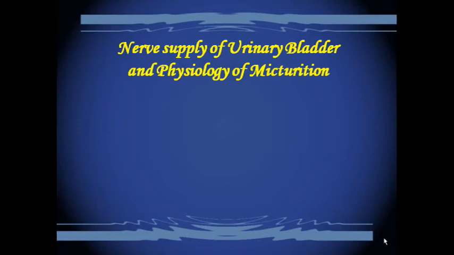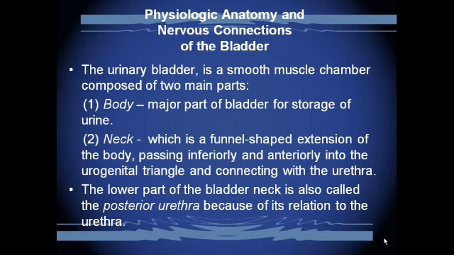We will be dealing with urinary bladder anatomy and physiology of micturition today. So what is physiological anatomy? The bladder is a smooth muscle chamber which is composed of mainly two parts, the body and bladder neck.